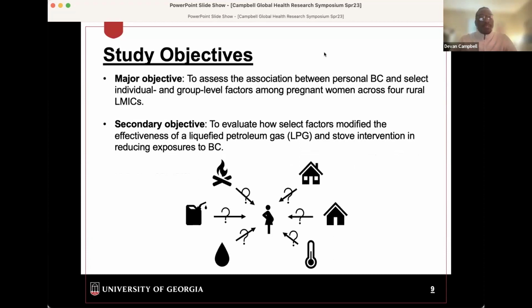So my study objectives, I have two. The major objective is to assess the association between personal Black carbon and select individual and group level factors among pregnant women across 4 rural, low and middle income countries. As a secondary objective, once we identify the factors that are associated with Black carbon exposure, we then want to evaluate how these select factors potentially modify the effectiveness of an LPG stove and fuel intervention in reducing exposures to Black carbon.